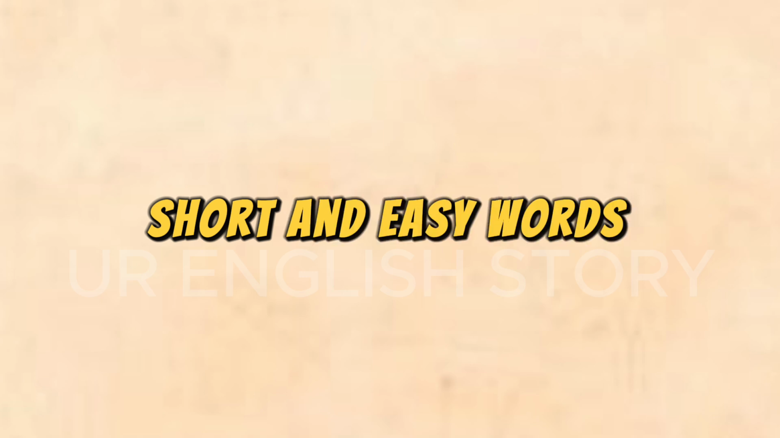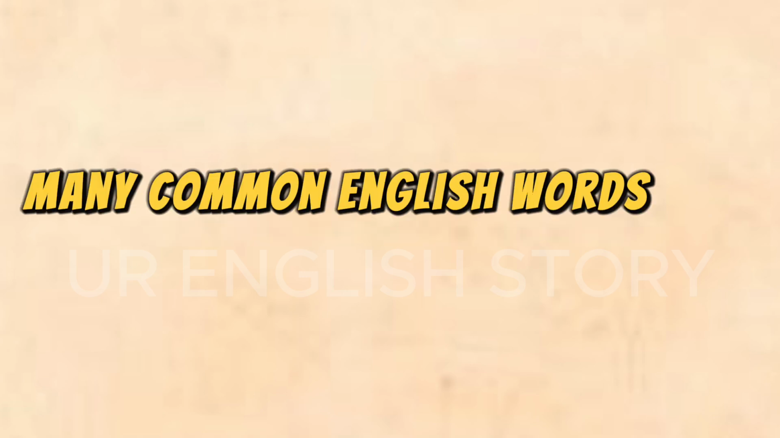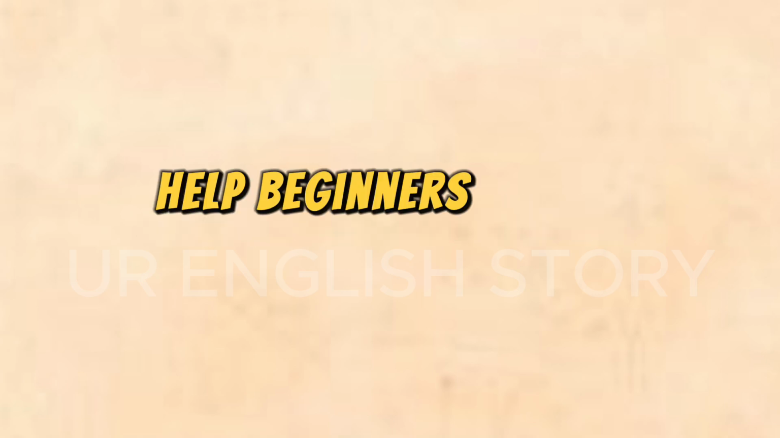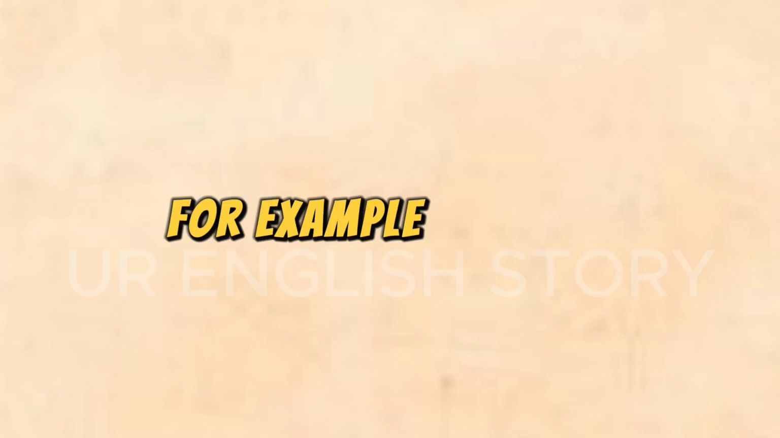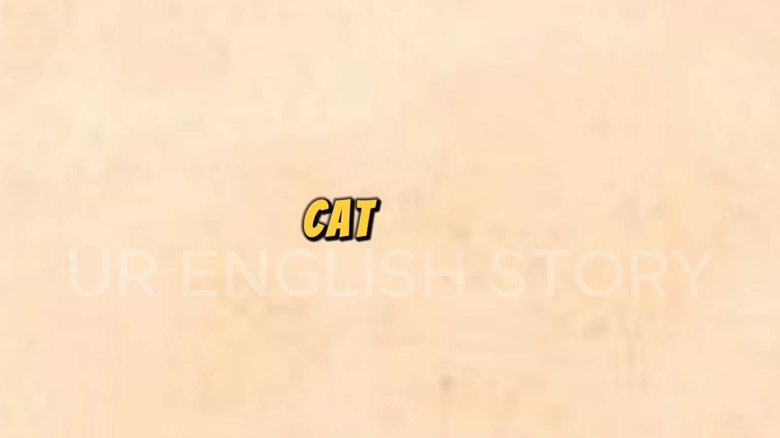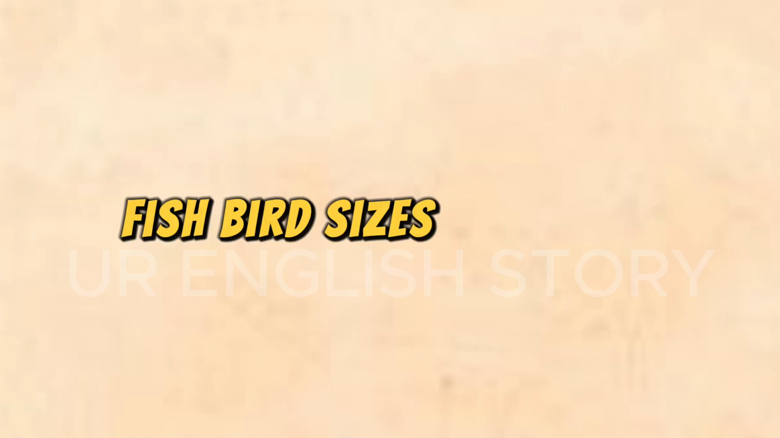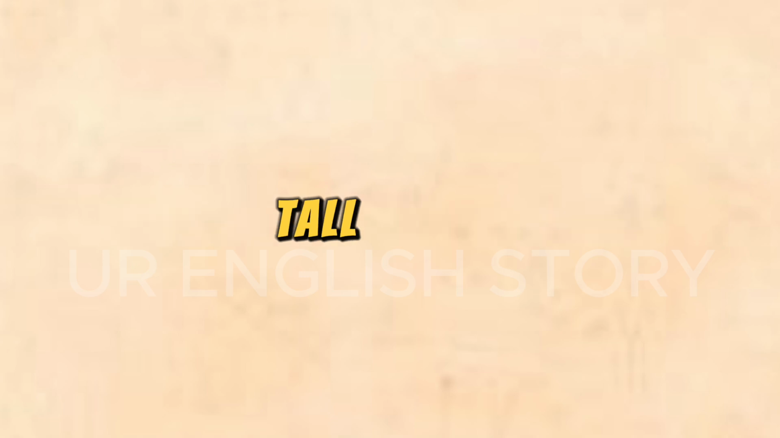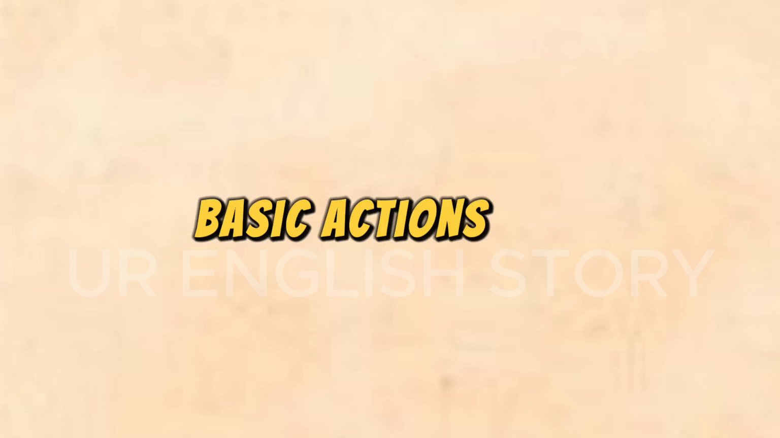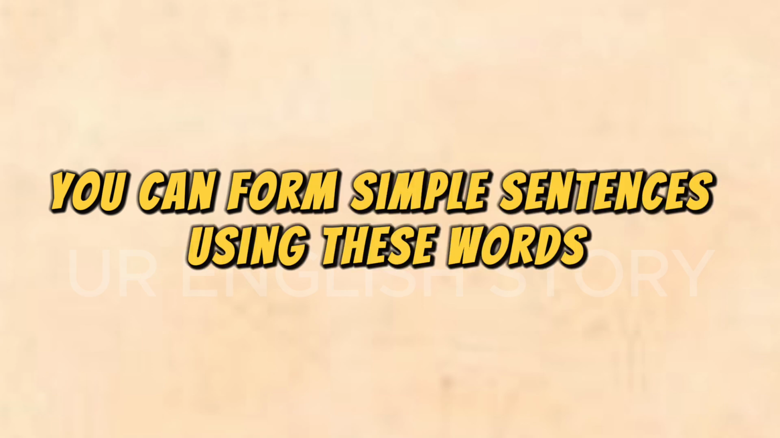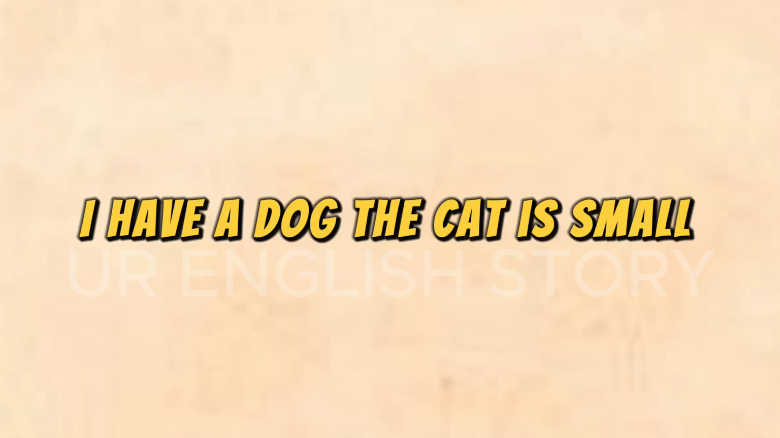Short and easy words. Many common English words are short and easy to pronounce. These simple words help beginners start communicating quickly, without feeling overwhelmed. For example, animals: cat, dog, fish, bird; sizes: big, small, tall, short; basic actions: run, walk, eat, sleep. You can form simple sentences using these words right away, e.g., I have a dog, the cat is small, I want to eat.